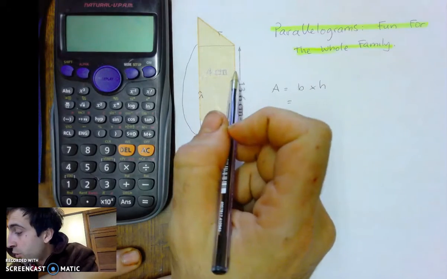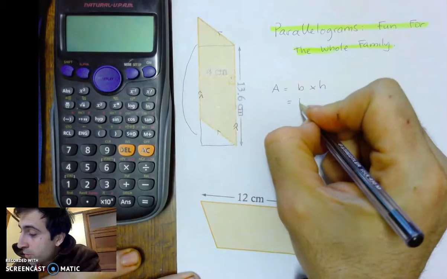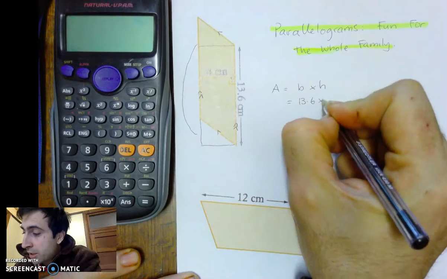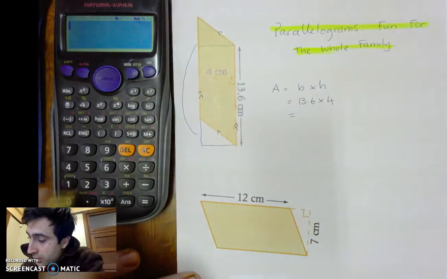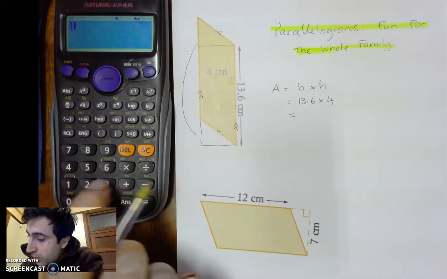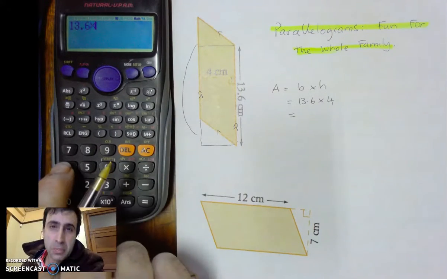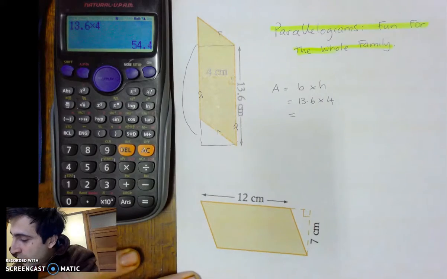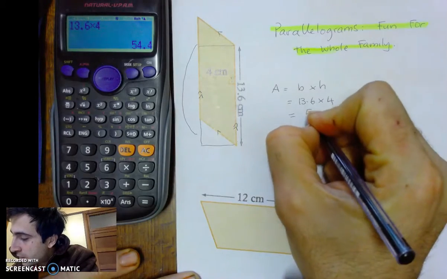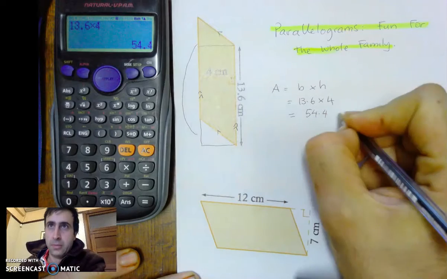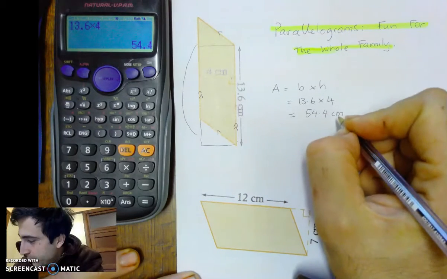So 13.6 times by 4. Let's punch that into the calculator of knowingness. 13.6 times by 4. Boom. 54.4 centimetres squared. Alright.